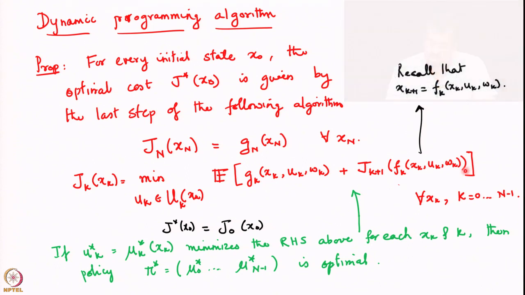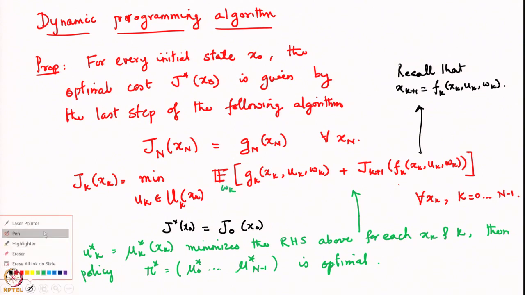If you recall, what is this cost? This cost is the stage-wise cost plus the cost to go. The cost to go is evaluated at the next state. The next state is written out using this function, which is using the dynamics. So, the next state is expressed using the dynamics as a function of the current state, the action and the noise, right. And then one minimizes this. So, you take the expectation with respect to the noise W_k, and one minimizes this expression over u_k. You minimize this over u_k, you get u_k as a function of x_k.